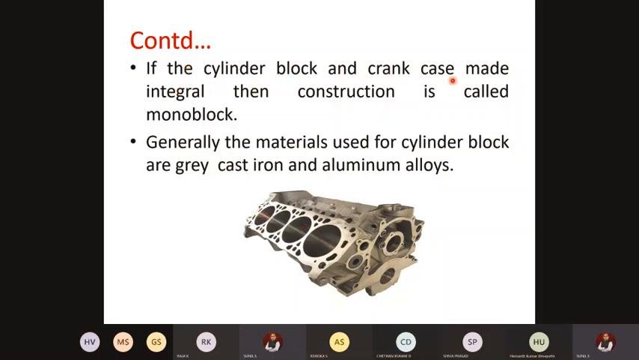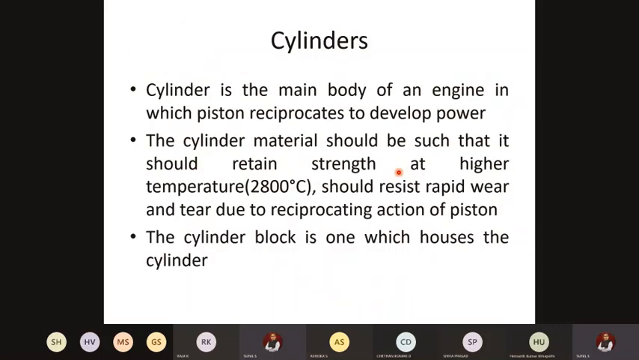If the cylinder block and crankcase are made integral, then the arrangement is called a monoblock. Usually only monoblock arrangements are made. Monoblock means inside a single block all 4 cylinders will be there, and all 4 pistons will be placed in individual cylinders. Generally the materials used for the cylinder block are gray cast iron and aluminium alloys. Why are these materials usually chosen? They can sustain the wear and tear at very high temperatures, and at very high temperatures they don't lose their properties. That is why these materials are chosen. Usually cast iron or aluminium blocks are used. Just note down the important points.